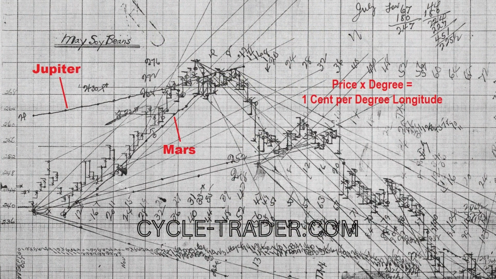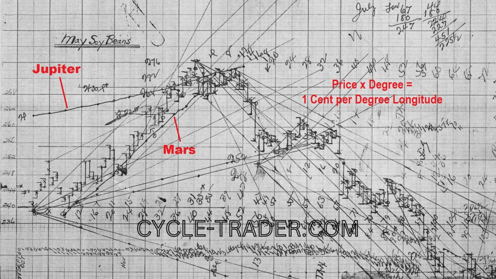The best-known example of Gann's price by degree is his 1949 May soybeans chart, where he plotted the longitudes of Mars and Jupiter on the daily soybean chart. Price by degree equates the longitude of a planet with the price of a stock or commodity. For example, if Mars is at 270 degrees longitude, that equates to 270 points. Prices closely followed the longitudes into the top.